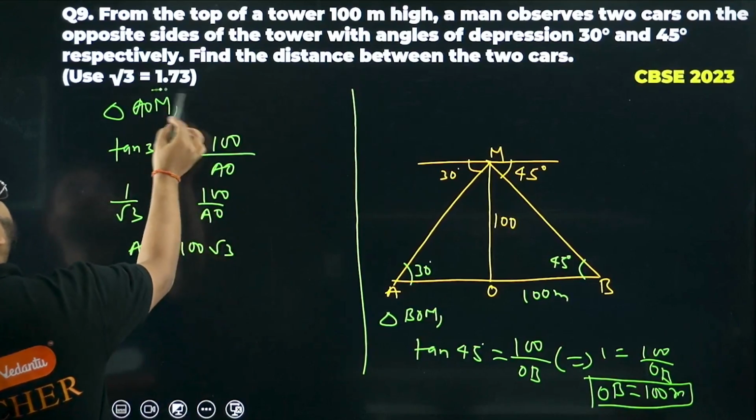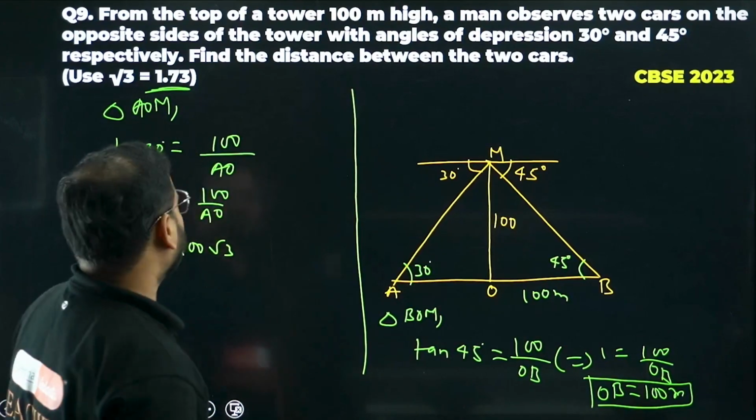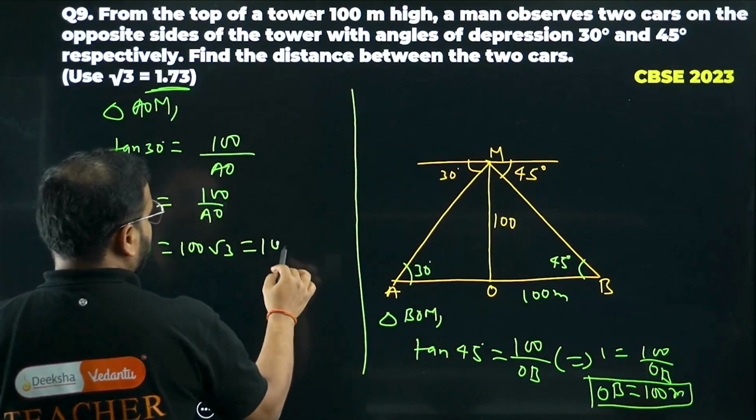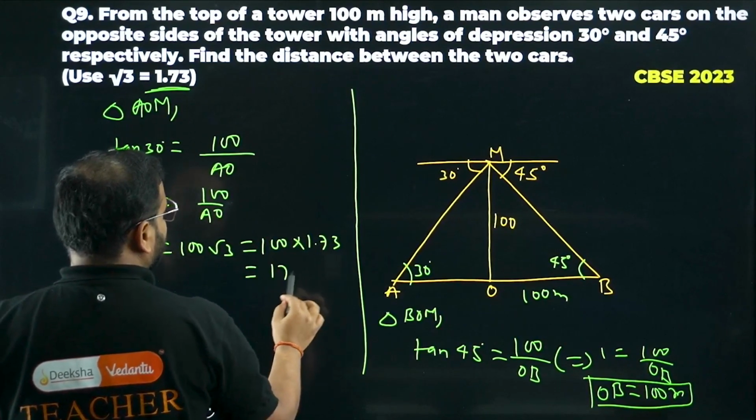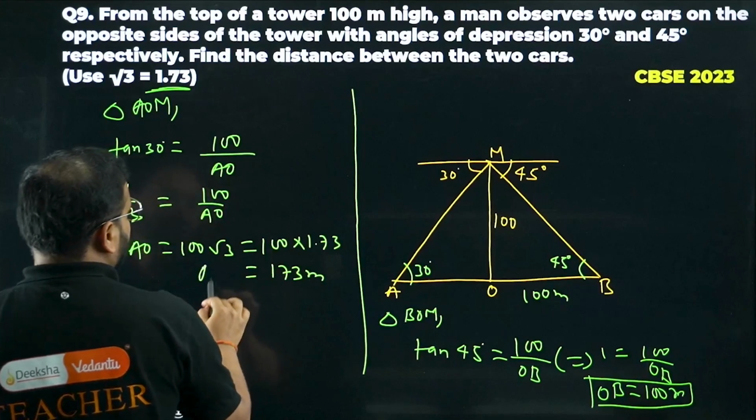They've given the root 3 value. Please check here, 1.73. So multiply it with this: 100 into 1.73. How much is this? 173 meters is my value of AO.